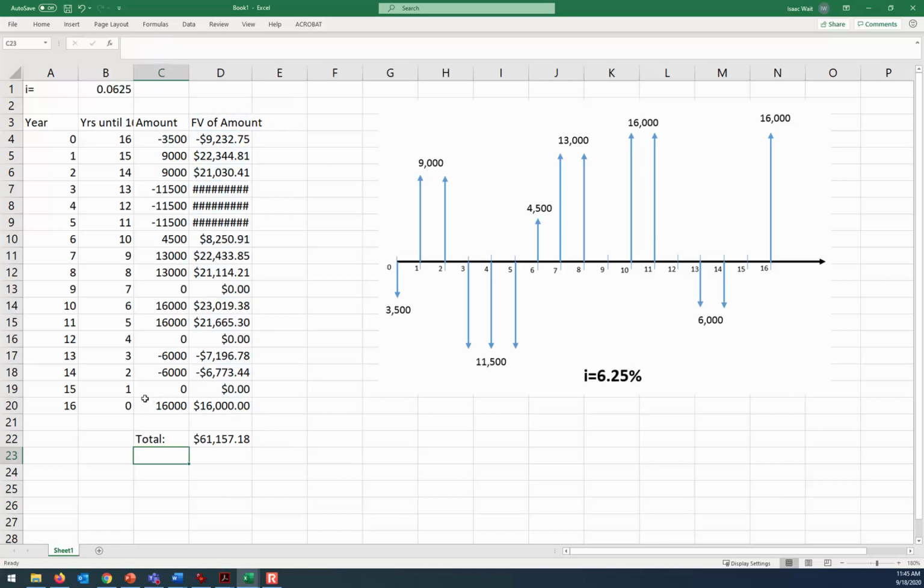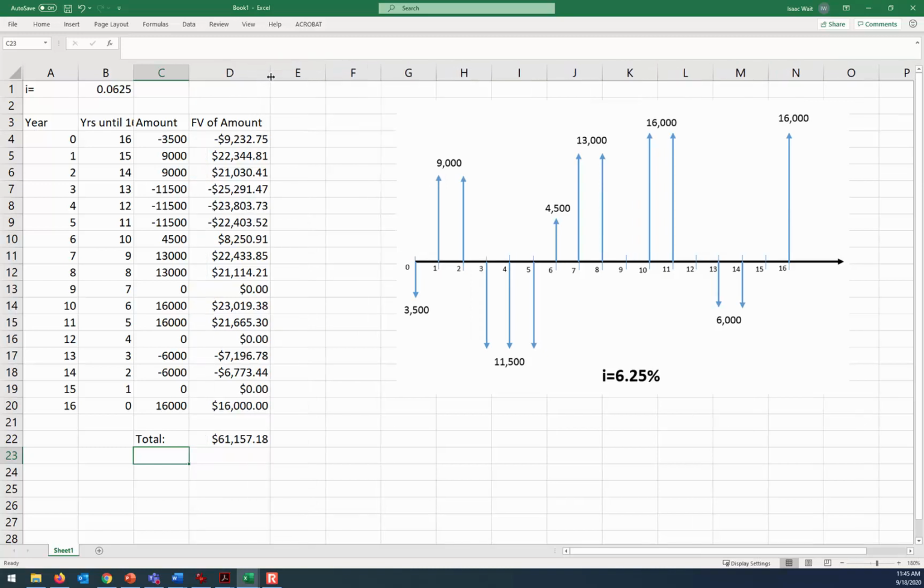If your spreadsheet ever does something wonky, like starts to show a bunch of pound symbols, what that means is that there's too many digits for the width of the column. So all you need to do is drag the column so that it's a little bit wider, and then those pound signs will be replaced by the actual amount.